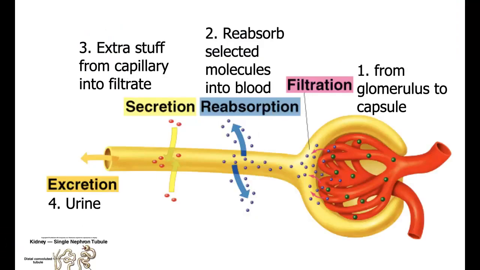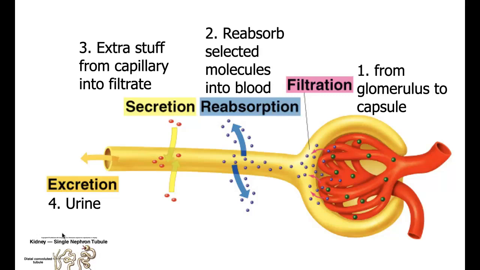Okay, so we have 3 major processes to talk about when we talk about making urine. We're going to start here at this glomerulus inside the Bowman's capsule. When stuff goes from the glomerulus to the Bowman's capsule, that's called filtration. Filtration is the first thing that happens, where you put compounds from the blood into the filtrate. And then along all these tubules, reabsorption happens. Reabsorption is when you take molecules from the filtrate back into the blood.